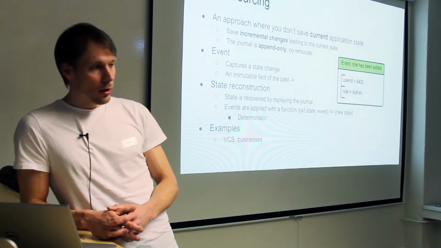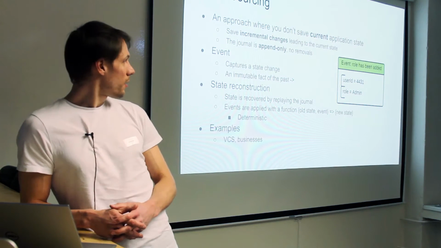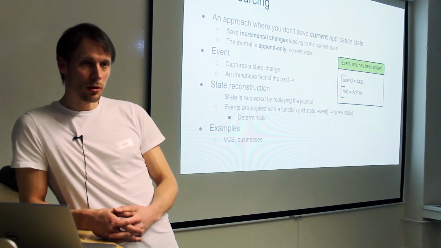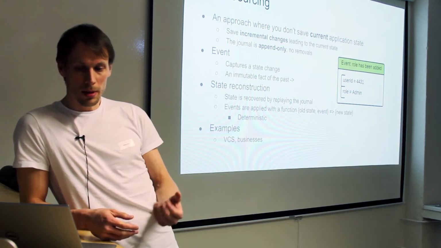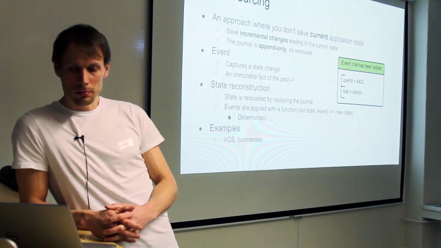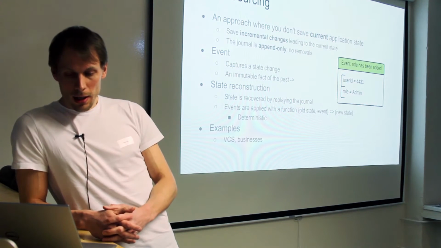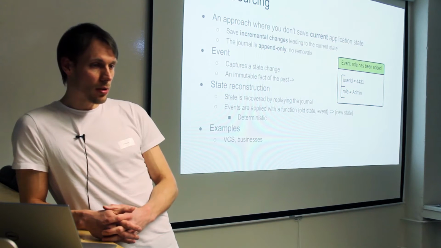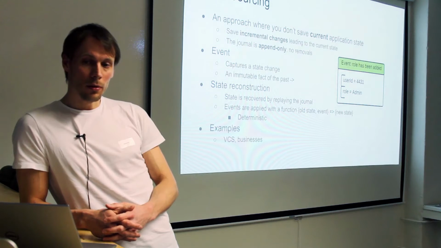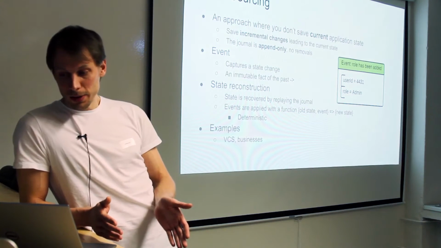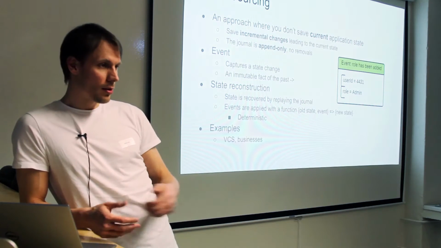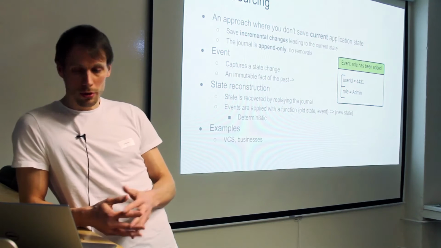An example that everybody is familiar with is VCS, version control system. Once you make a change to your code base, this is captured as a commit. These commits are stored in a repository. And whenever you need to, for example, clone your code base into a new folder, you start off with an empty folder and gradually apply all the commits until you get the final version, the current version of the code base.